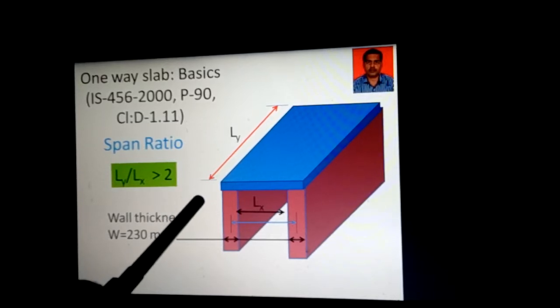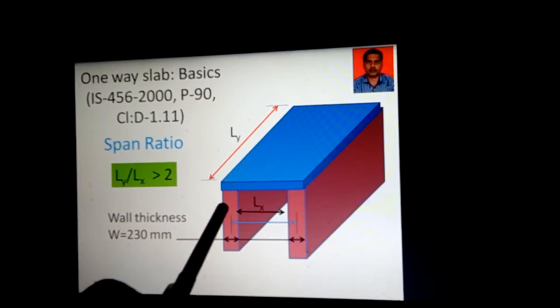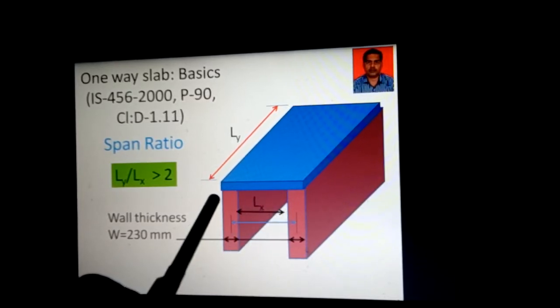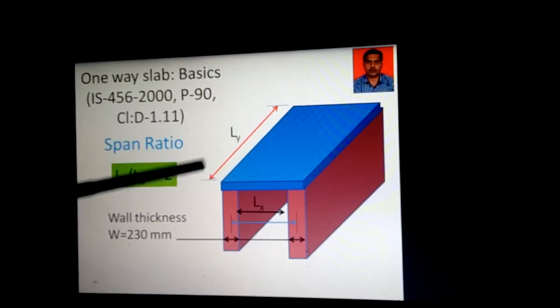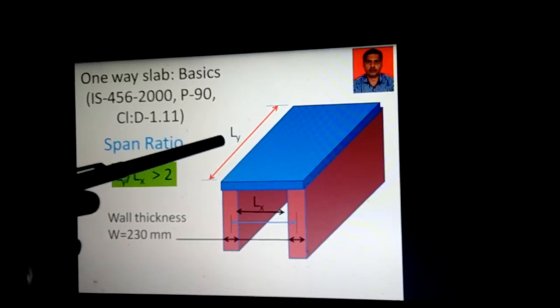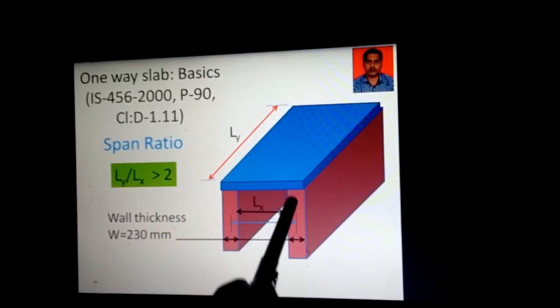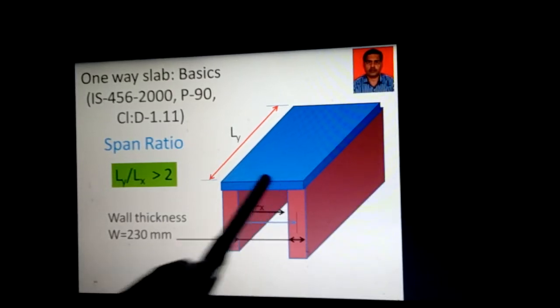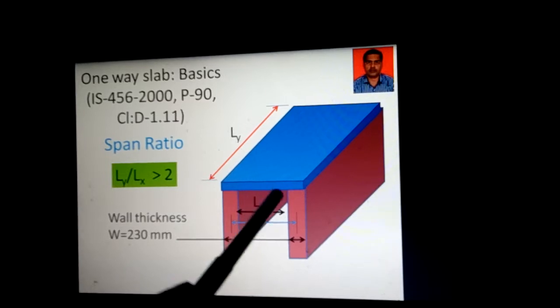It has two major dimensions: its width, that is here Lx, the shorter span, and its length, that is here Ly, the actual length of the slab. So we have two spans here, longer span Ly and shorter span Lx. And the third dimension of the slab is its thickness, which is generally small as compared to a beam. It lies between 100 to 150 millimeter.